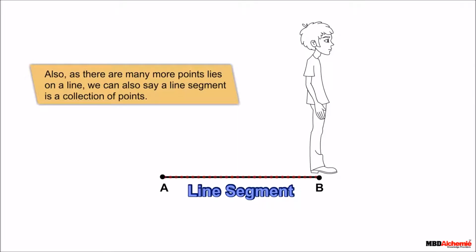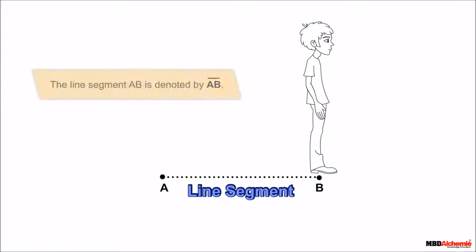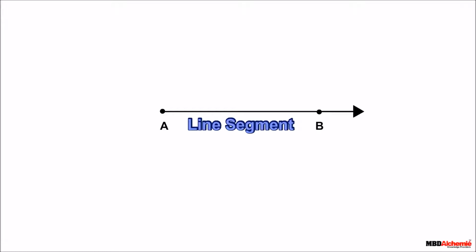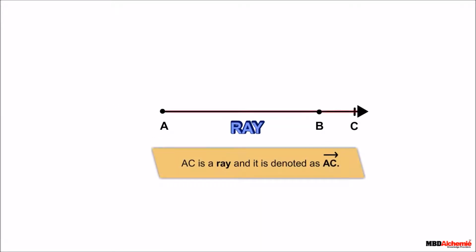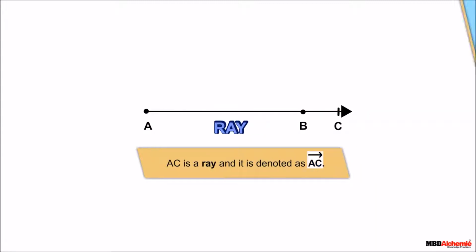Also, as there are many more points lying on a line, we can also say a line segment is a collection of points. The line segment AB is denoted by a line over the top of the letters like this. If we extend this line segment indefinitely in one direction, we get a ray. So a ray starts at a point and continues off to infinity. As it can be extended in one direction, we put an arrow on one of its ends. Here, we have a ray AC, and it is denoted by a line with a single arrowhead over the top of the letters, like this.